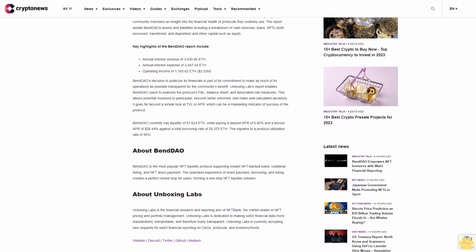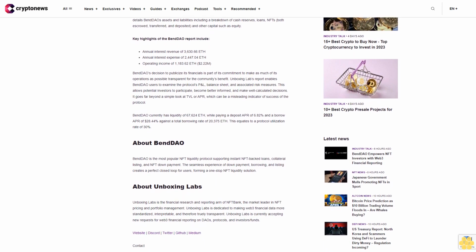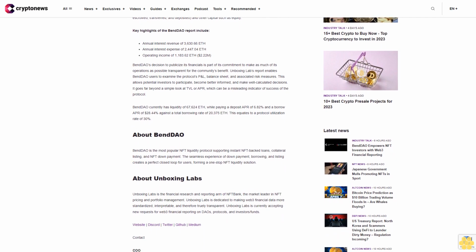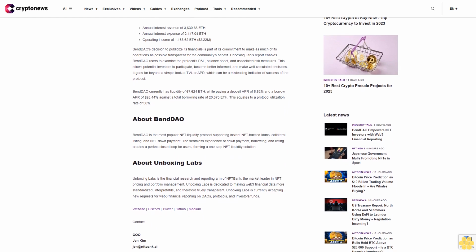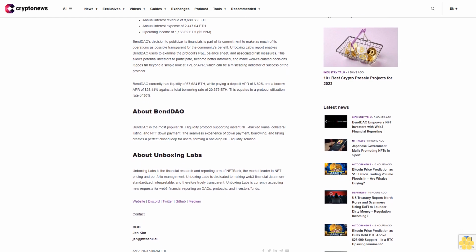Key highlights of the BendDAO report include annual interest revenue of 3,630.66 ETH, annual interest expense of 2,447.4 ETH, operating income of 1,183.62 ETH, $2.22 million. BendDAO's decision to publicize its financials is part of its commitment to make as much of its operations as possible transparent for the community's benefit.